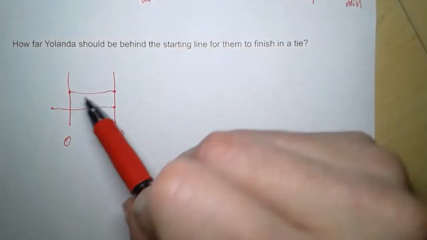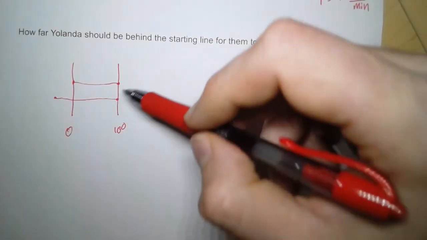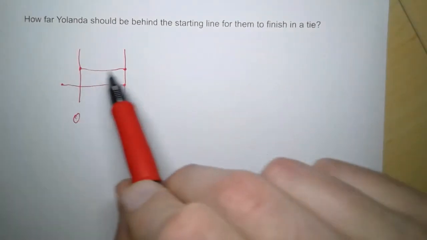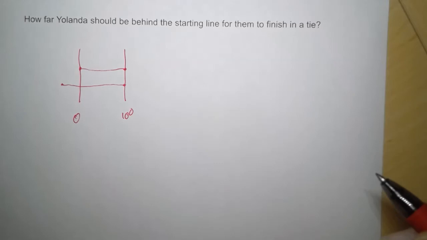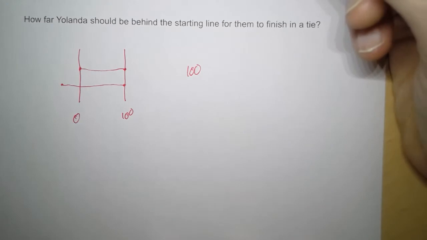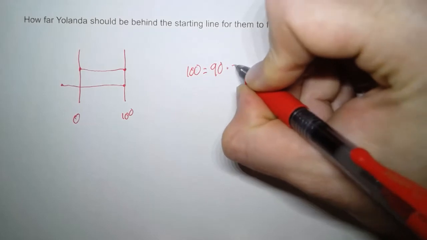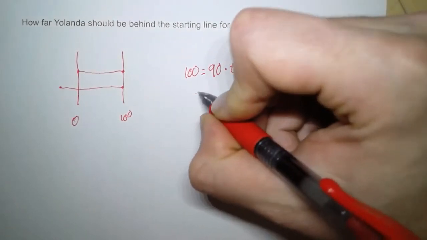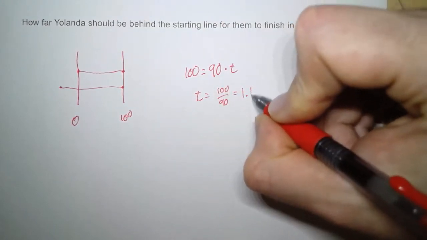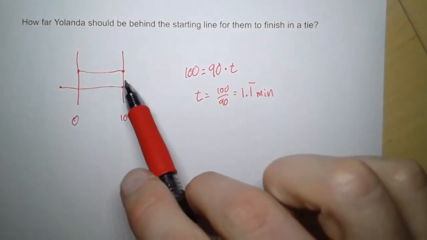So what we do is say, all right, we want Yolanda and Yoko to hit the finish line at the same time. The first question we have to answer is, when is Yoko going to cross the finish line? Because we know how much distance she has to cross. She has to cross 100 yards, and she does it in 90 yards per minute times time. So time is 100 over 90, which we found up above in part A. That's 1.1 repeating minutes. That's how much time Yoko is going to take.